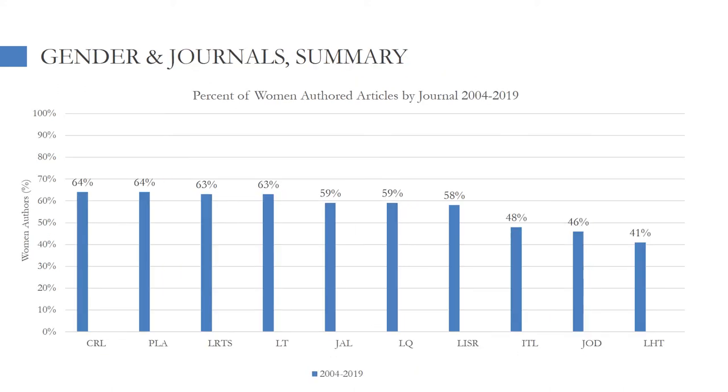Overall, we can see over the past 16 years, four of the journals have met ARL's gender proportions of 63%. However, none of the 10 journals in our study have come within 13% of ACRL's 77% reporting, or the average of 74%.